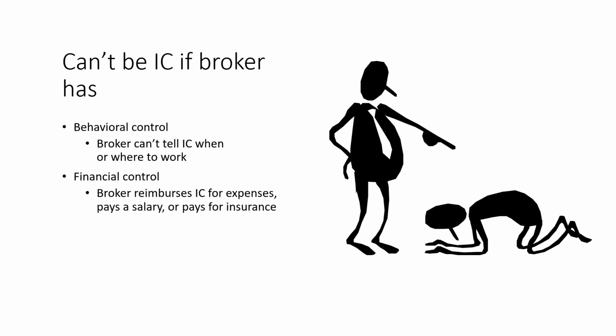When it comes to an independent contractor, the broker cannot control behavior. For example, the broker can't tell the independent contractor when and where to work. And they do not have financial control, which means the broker cannot reimburse the independent contractor for expenses, pay a salary, or pay for insurance.